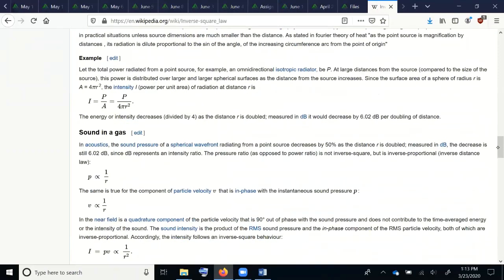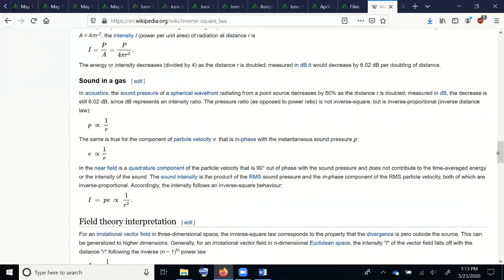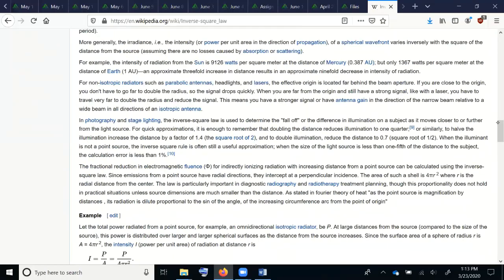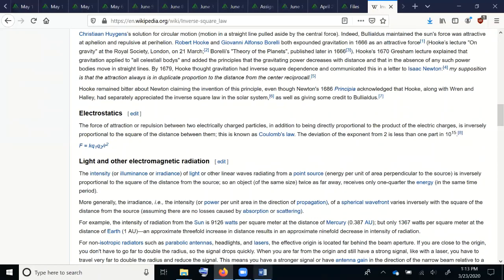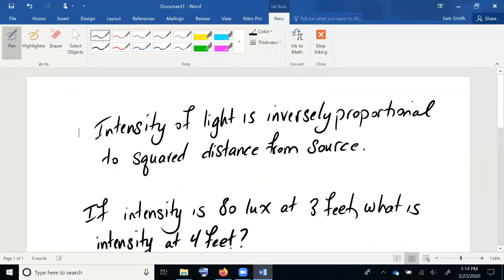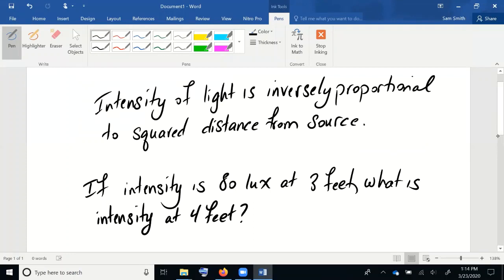And it works for other things. It works for sound, and it works for some electrostatics. And today I would like to do a particular example problem of inverse square law in the case of light. And so I've translated the law here into this particular situation. The intensity of a light is inversely proportional to the squared distance from the source of the light.